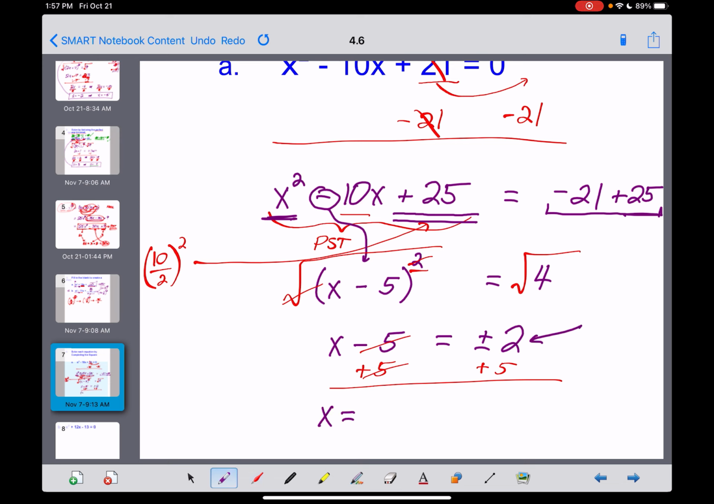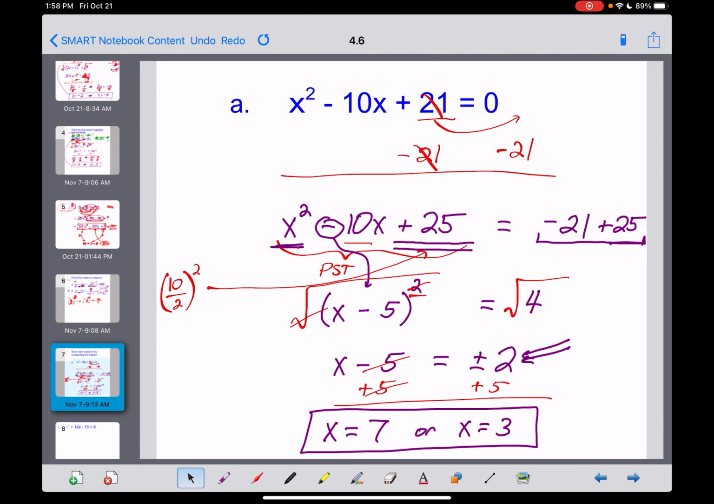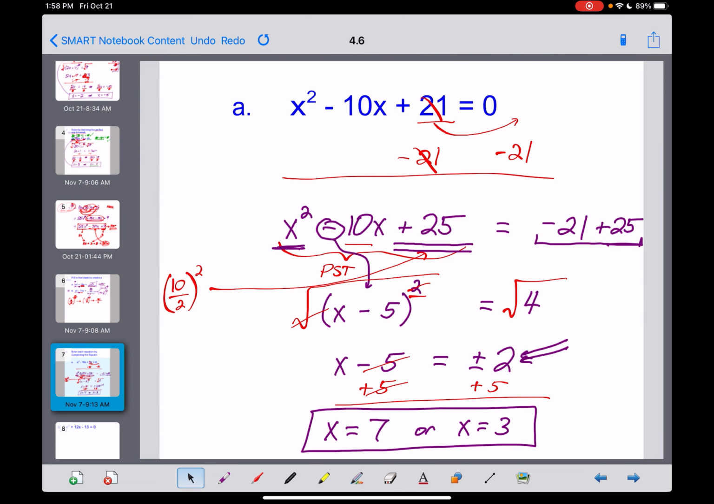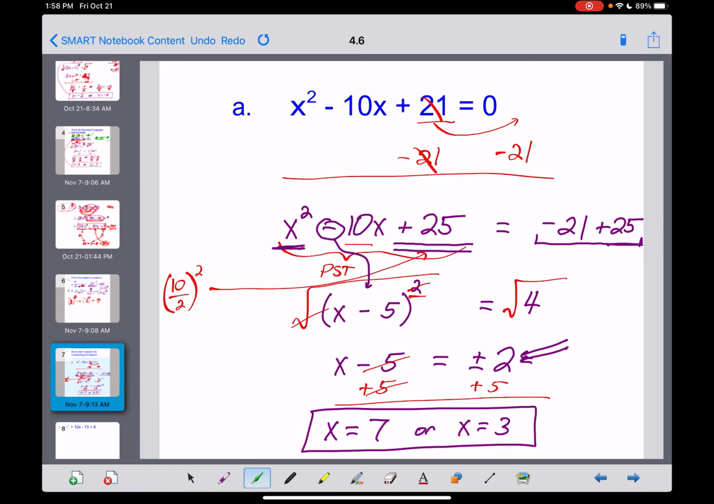Looking right here, guys, let's look at the positive case first. Positive 2 plus 5 is 7. That's one solution. Or x equals, now let's look at the negative case. Negative 2 plus 5 is 3. Those are the two solutions to this quadratic equation. x is equal to 7 or x is equal to 3. And let's check them both real quick and see if they work out. How about 7?